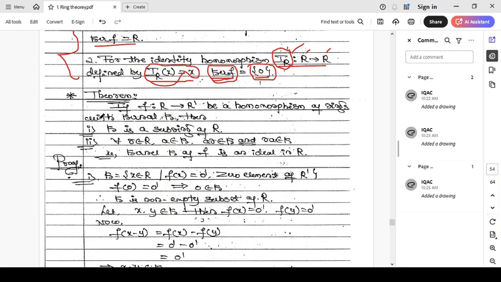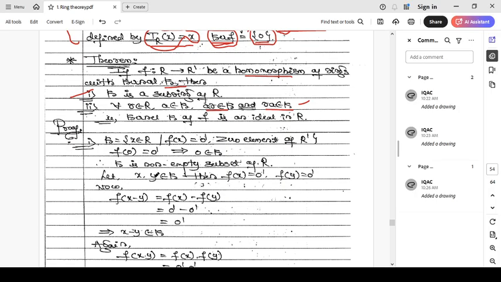Now we will discuss a theorem on the kernel. If f, a mapping from R to R dash, is a homomorphism of rings with kernel K, then first, K is a subring of R. Second, for every r belonging to R and a belonging to K, ar belongs to K and ra belongs to K, meaning K is an ideal. So we need to show that K is a subring and that K is an ideal.